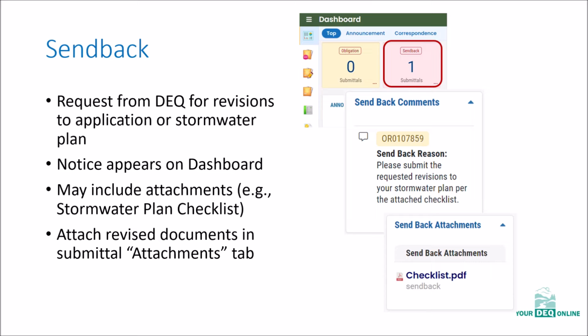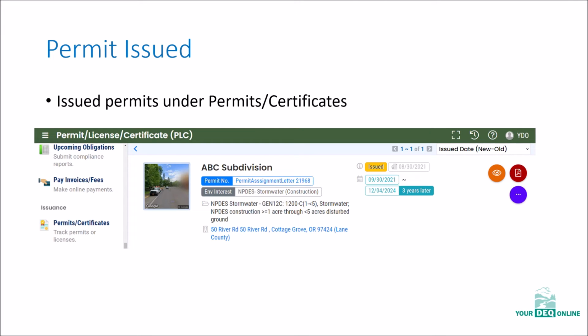And after reviewing your application, DEQ may send back an application or report with a request for changes. These requests will come in the form of a Sendback note and will be highlighted on your dashboard. The Sendback will include a reason for the sendback and may include attachments such as a stormwater plan checklist. If revised attachments are required, you can upload them in the Submittal Attachments tab. Finally, once the permit is issued, you'll find it on the Permit License Certificate page. You can go to this page from the Permits Certificates option in the menu.